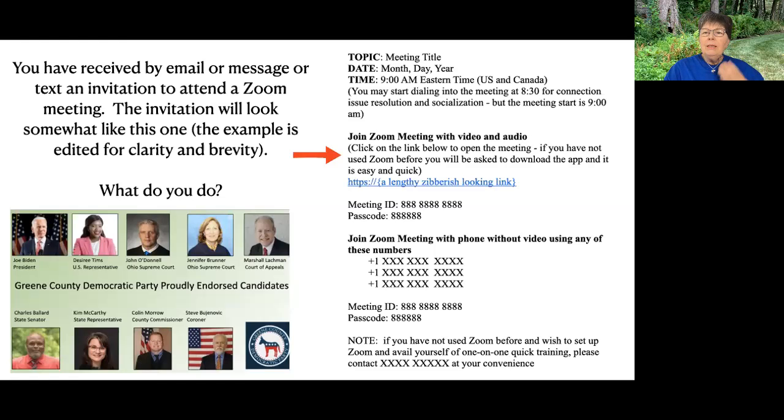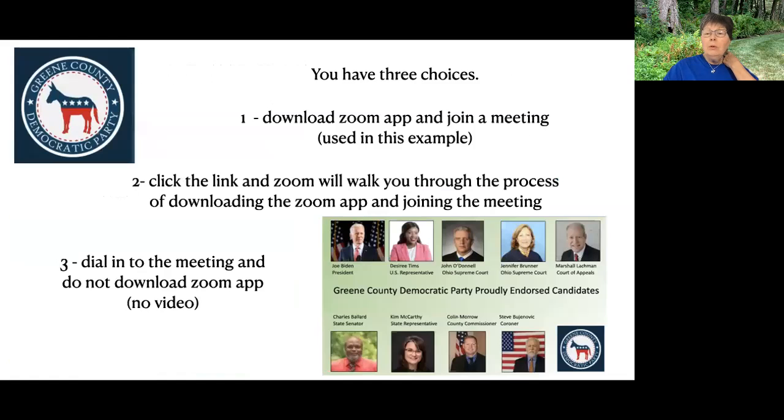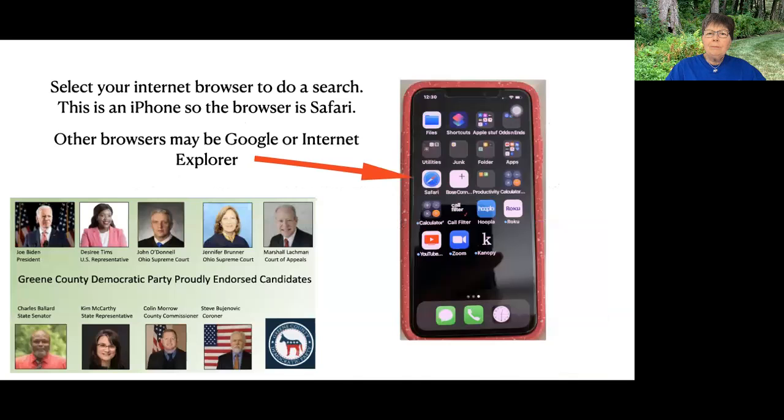Well, you have basically 3 options. You can download the Zoom app and join the meeting that way, and that's what we're going to do here using this example. You can click the link and Zoom will walk you through the process of downloading the Zoom app and joining the meeting. Or you can just dial into the meeting and you will not be downloading the app, but you will also have no video. And we would like to see you. And I'm sure that for some of these meetings, you would like to see some of the folks that you haven't been able to see for a while due to the COVID-19 issues. All right, so let's get started.